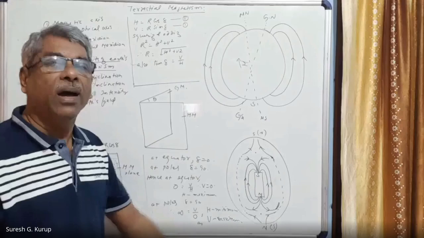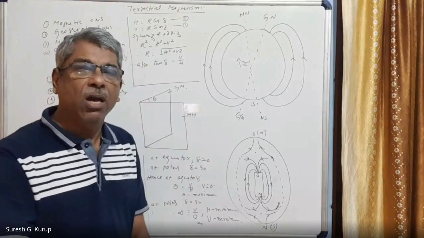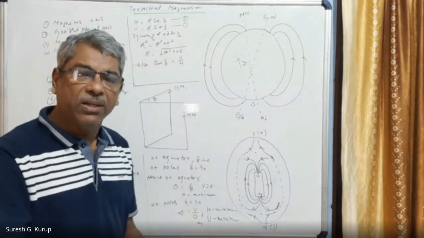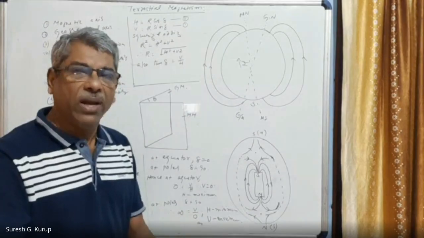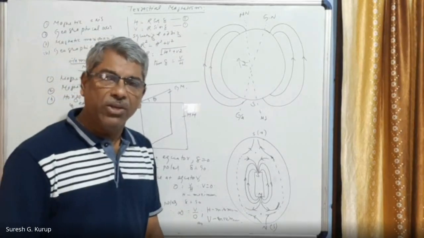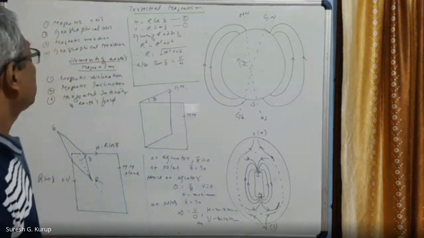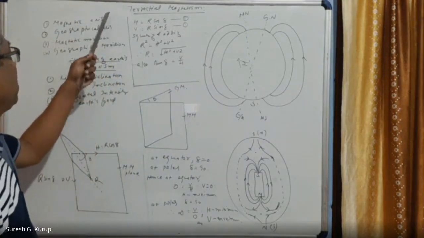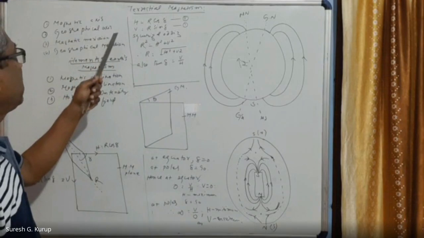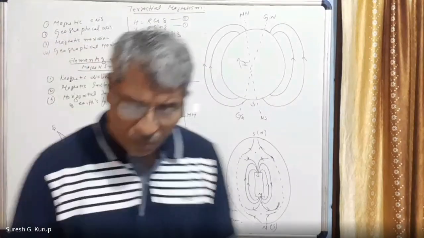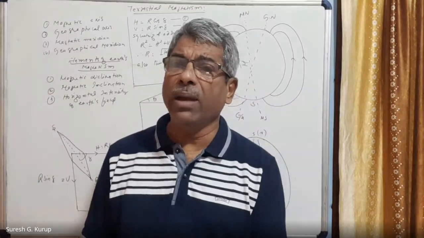But in the case of Earth, there are two axes. One is the magnetic axis of the Earth, and the other is called the geographical axis of the Earth. Magnetic axis and geographical axis never coincide with each other, right? So next, magnetic meridian. Magnetic meridian is a vertical plane passing through the magnetic axis.